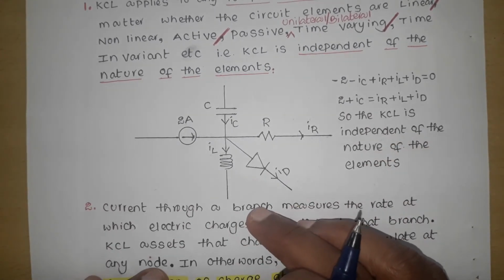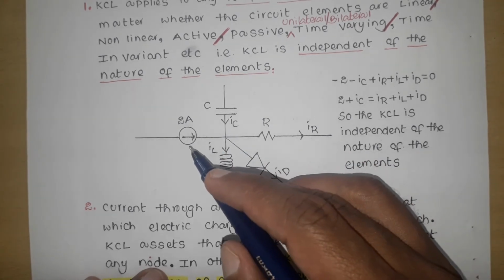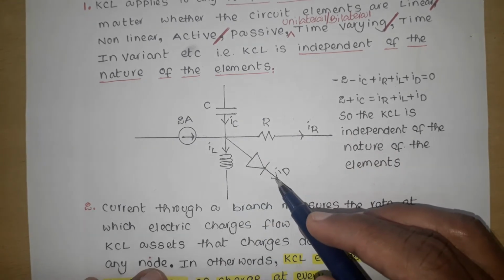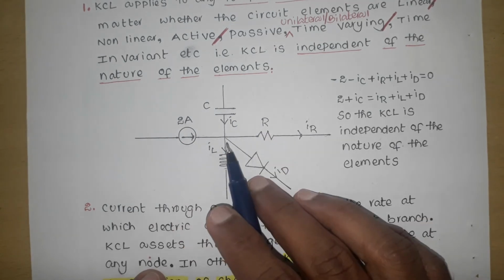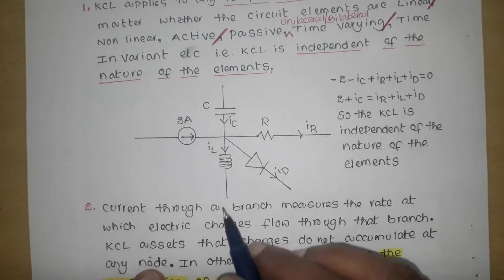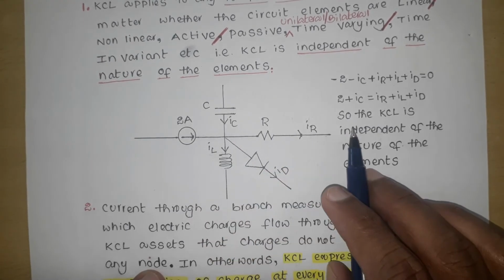So here there are 5 elements connected to this node. 2 amperes is a current source, and this is a capacitor, resistor, inductor, and this is a diode. The current in the capacitor is IC, which is coming towards the node. 2 amperes is coming towards the node. The current in the inductor is leaving, the current in the diode is leaving the node, and the current in the resistor is also leaving the node.